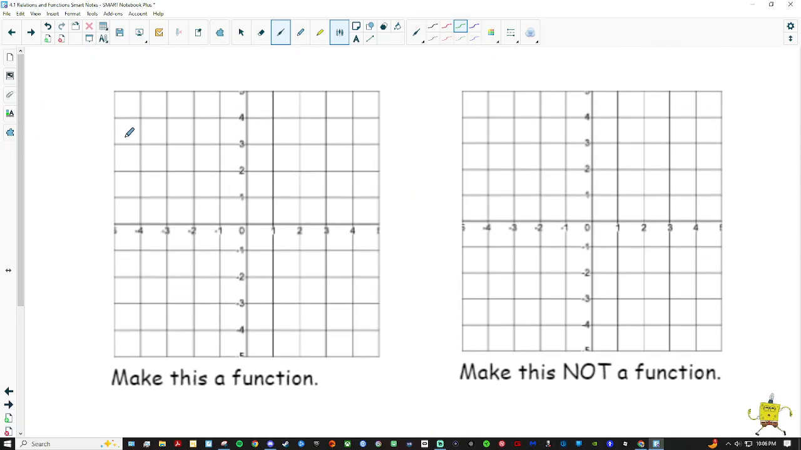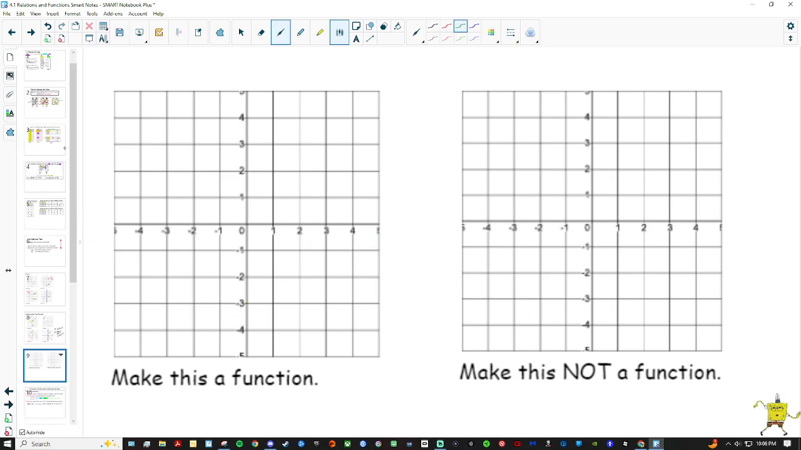Okay, all I want you to do is draw your very own function and very own non-function, and we are done with our first part of the notes.